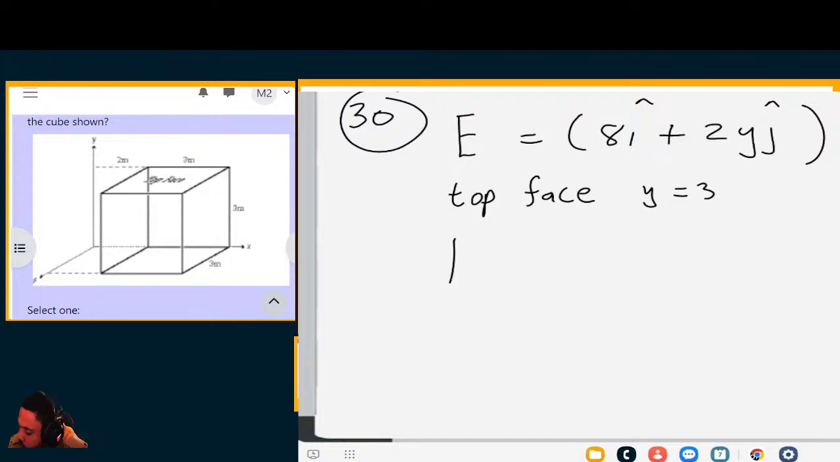So the electric field going through the top surface is equal to, remember that the electric field is the generalized formula. It describes the electric field anywhere, everywhere in the region of space there.